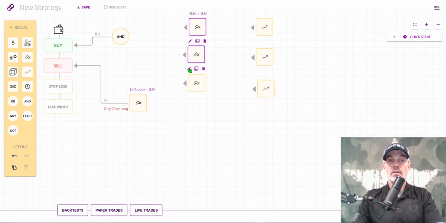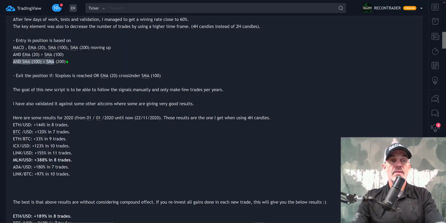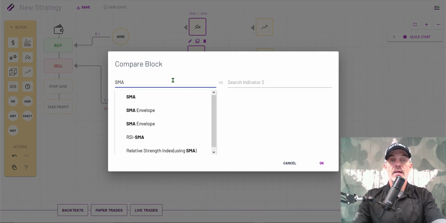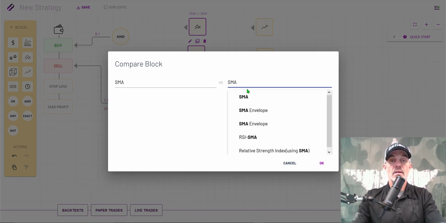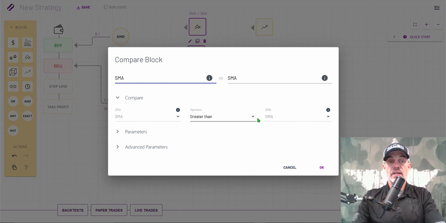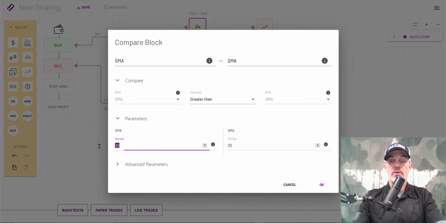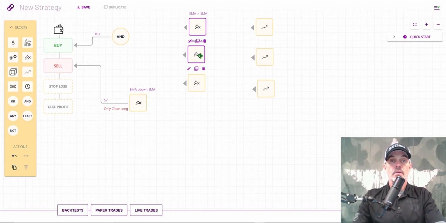The next block we configure will be the SMA 100 greater than the SMA 200. So they'll both be SMA, SMA greater than SMA, and parameters 100 versus 200. And we click OK. Again, I just click and drag the arrow, and I can connect the 2 configured blocks to the AND. So both of these need to be true in order for the buy order to be placed.